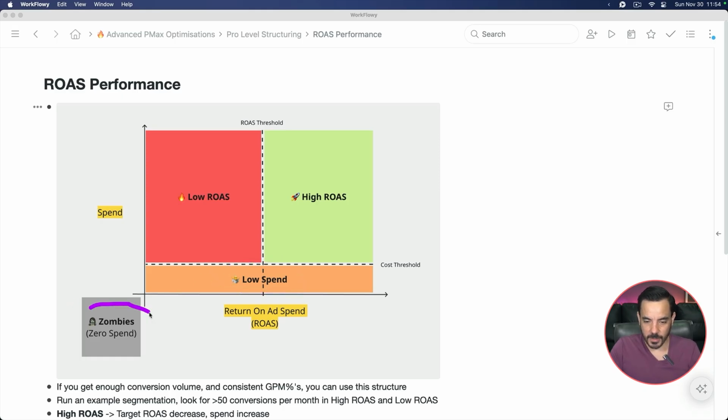And then the final campaign you would have is your zombies. And this is something you're going to see in almost every Performance Max e-commerce campaign. There'll be a bunch of products that just got zero spend. They're not being tested at all. And this campaign structure helps you get these products tested, because now what we have is a campaign for low ROAS, a campaign for high ROAS, a campaign for your low spend products, and a campaign for your zombies. And we treat each of these product groups differently based on which campaign they have fallen into.